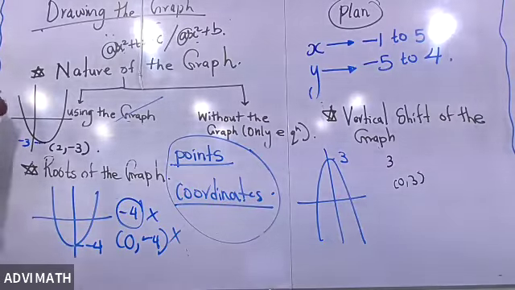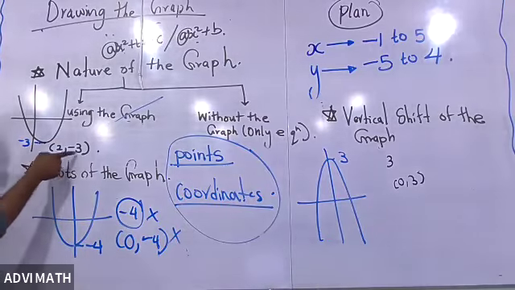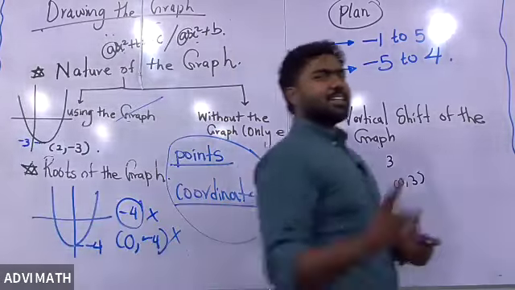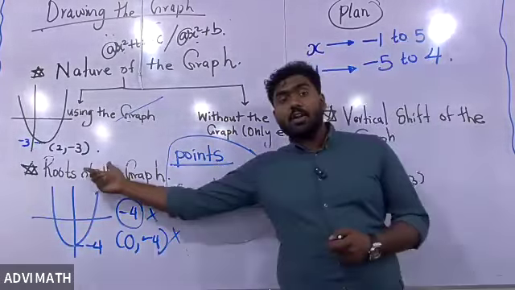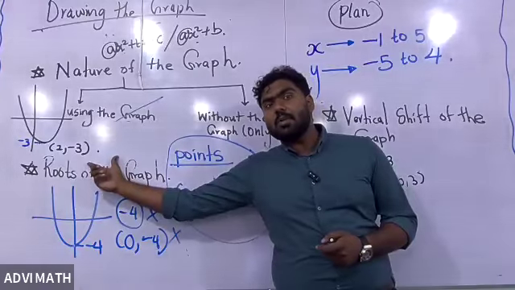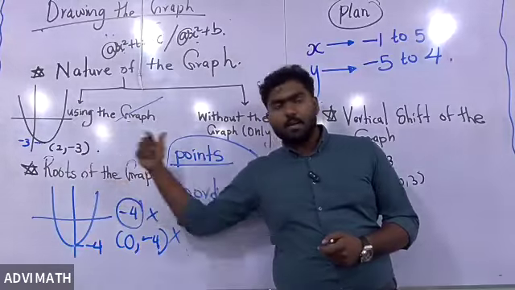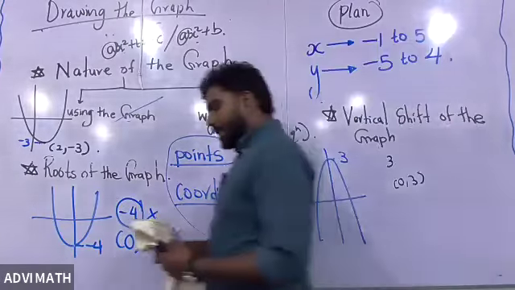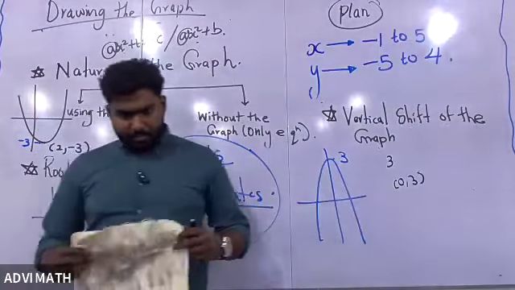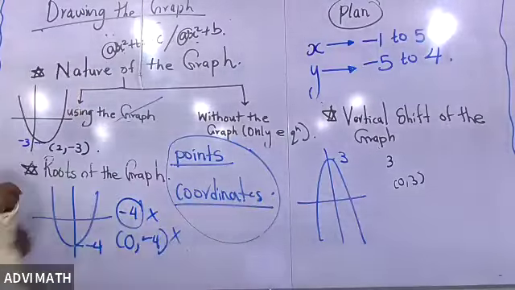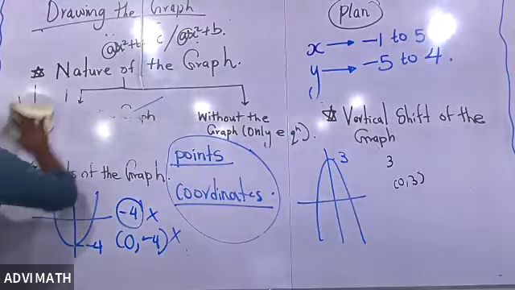Does a minimum graph have a maximum point? No. Minimum point is -3. If I ask you what is the coordinate of the minimum point? 2, -3. If I ask you what is the coordinate of the maximum point? No answer. Is that clear? Yes or no? Yes. Online, is it clear? Yes. Okay, fine.